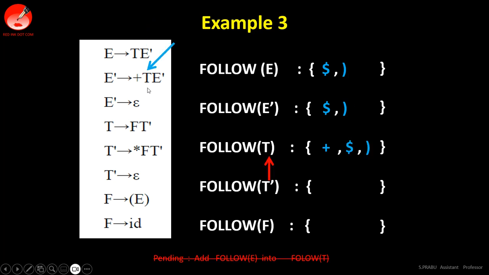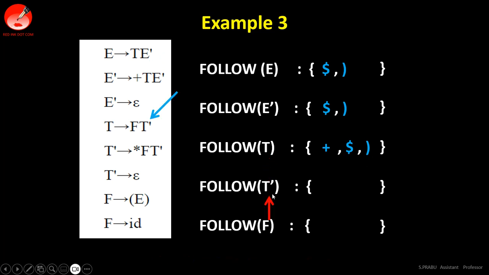Then another T is there. The next element is E dash. First of E dash is plus. Plus is already there. Then the other first element is epsilon. If it is epsilon, copy the follow of E dash into follow of T. Follow of E dash is dollar symbol and close bracket. These two symbols are already there, so no need to do this.